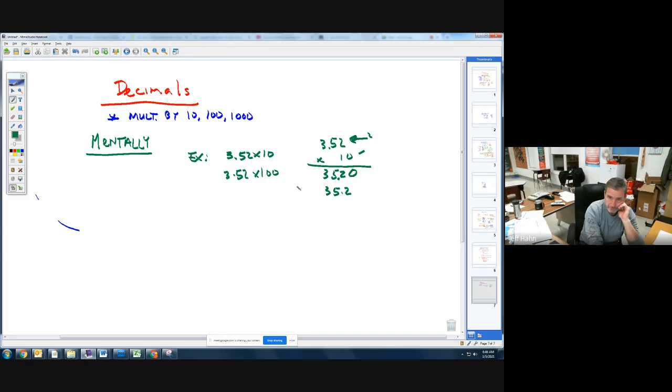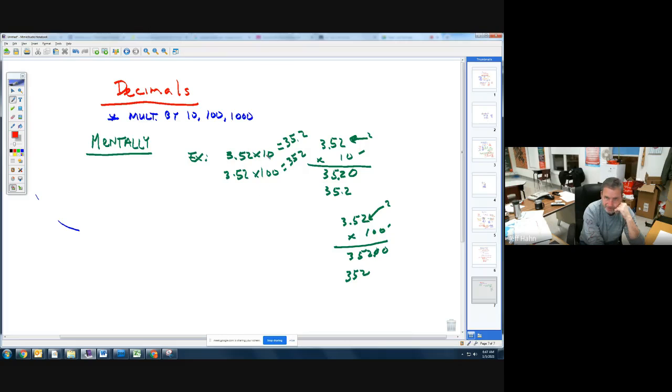Well, let's just for fun take this same number, 3.52, and multiply it by 100. Now, if I do 3.52 times 100, again, I'll drop out those zeros, I'll bring them down, I'll multiply by 1 times 2 is 2, 1 times 5 is 5, 1 times 3 is 3. So I get this, and again, there are 2 decimal places there, there's none there, so I come back 2 places, and my answer is 352.